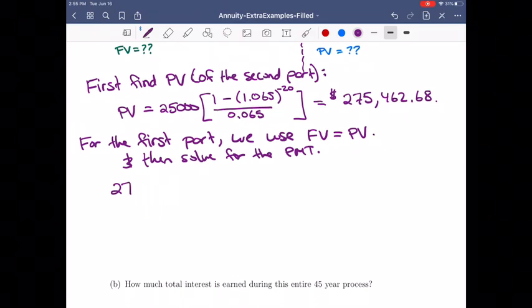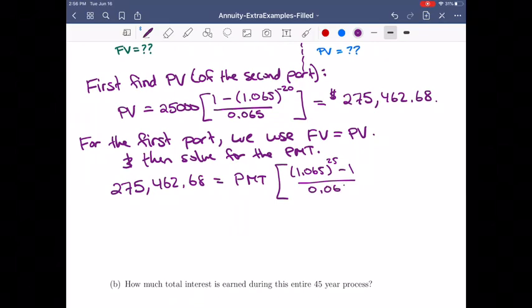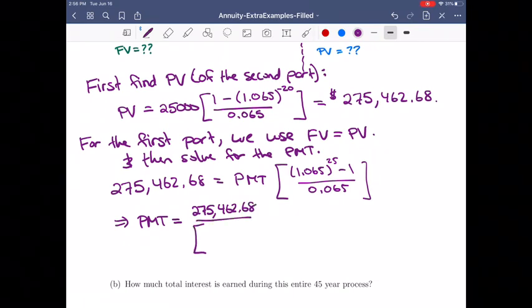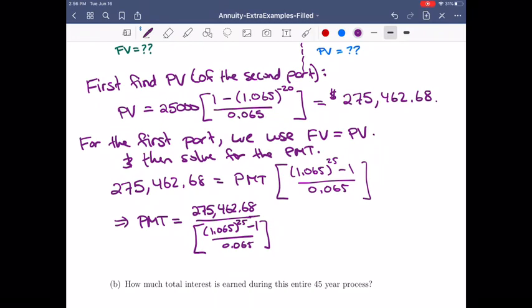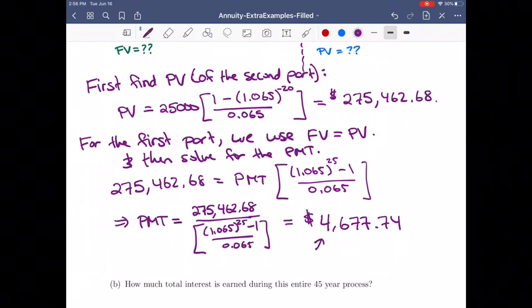So our future value should equal our payment value times 1.065 to the power 25 minus 1 over 0.065. Solving for that, I divide by this whole thing. In order to do stuff like this, you need to get a little bit calculator savvy so that you do things in the right order. If you solve this, you're going to get $4,677.74.